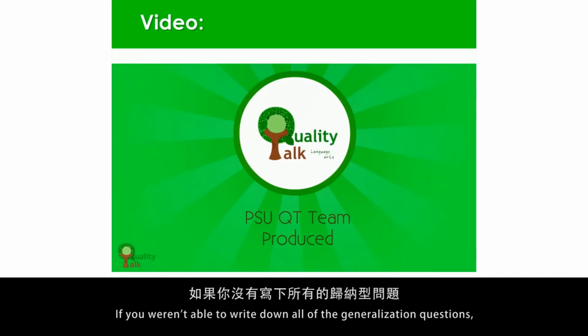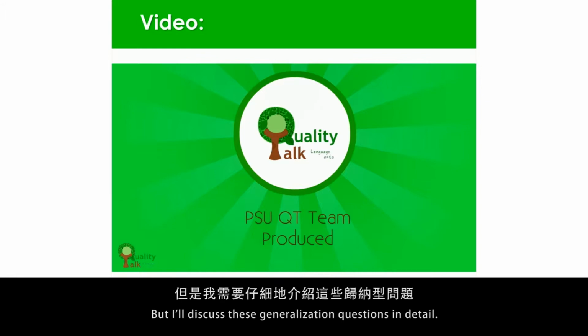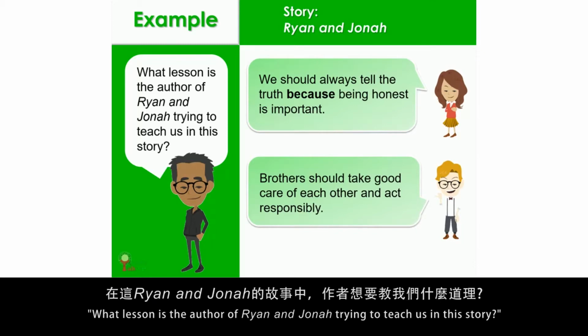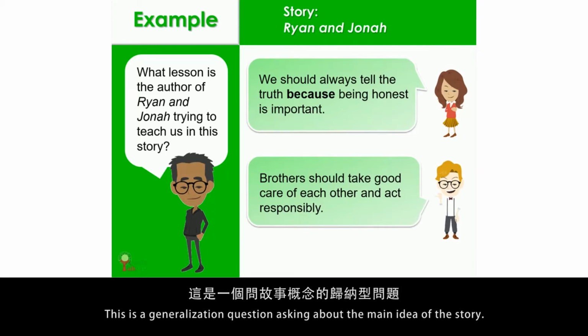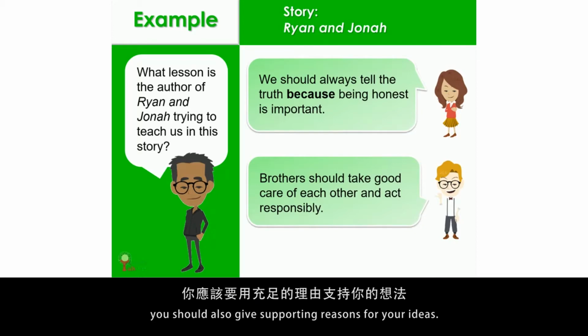If you weren't able to write down all of the generalization questions, you may watch the video again, but I'll discuss these generalization questions in detail. First, one person asks, what lesson is the author of Ryan and Jonah trying to teach us in this story? This is a generalization question asking about the main idea of the story. When you respond to this type of question, you should also give supporting reasons for your ideas.